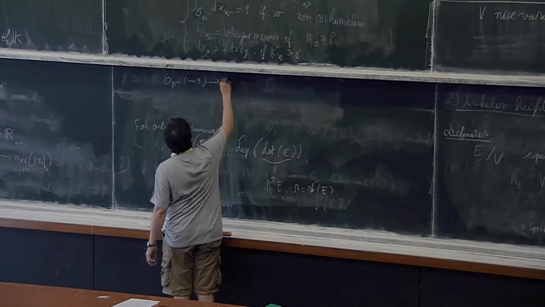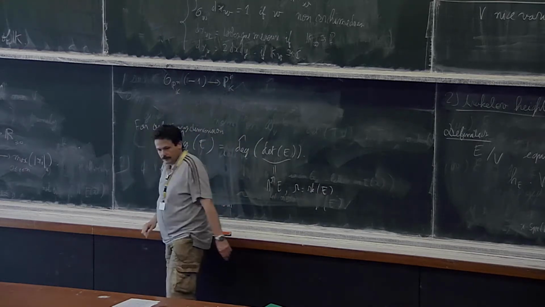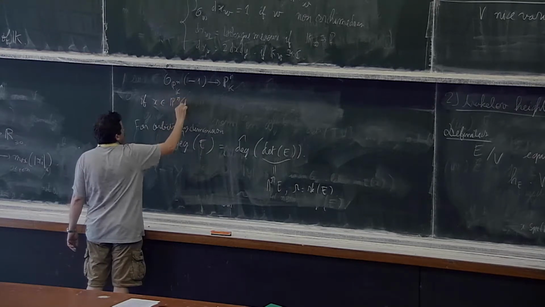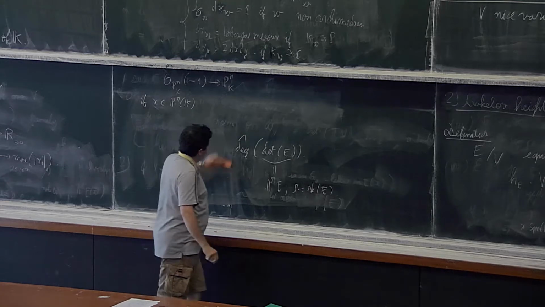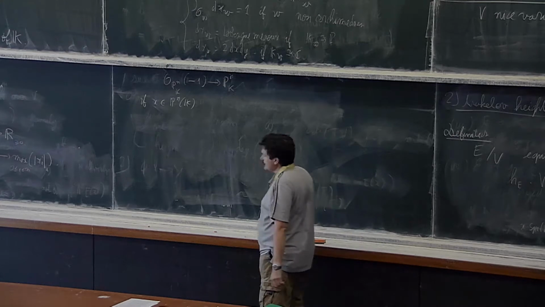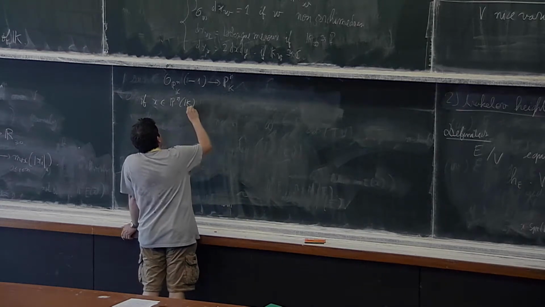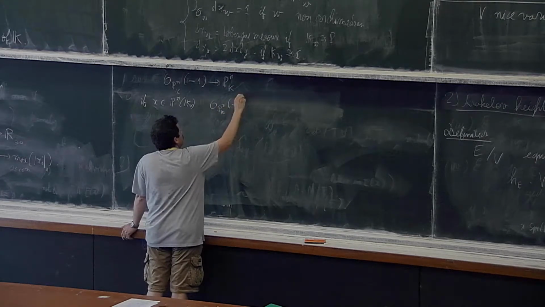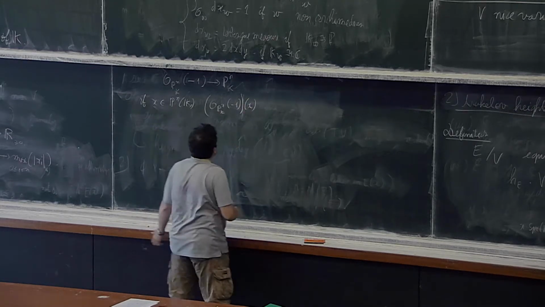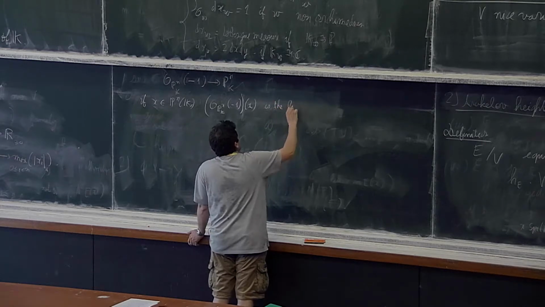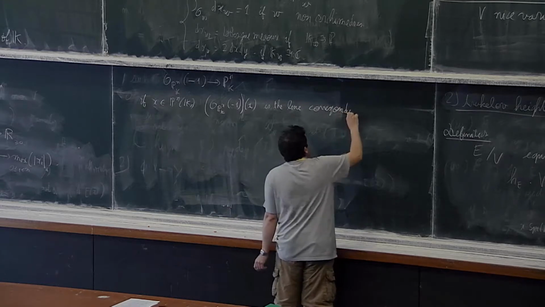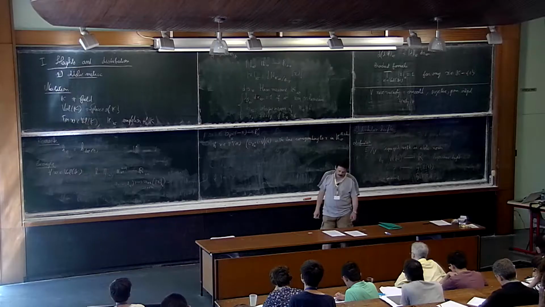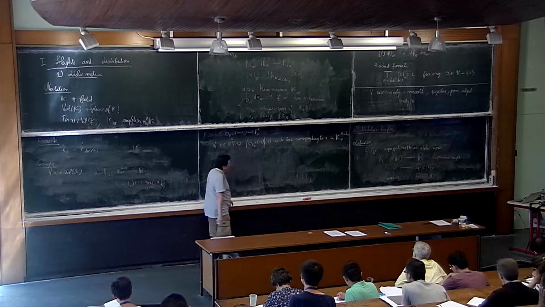Over Pn of k. So if x belongs to Pn of k, the fiber of this line bundle, in some sense, is the line corresponding to x in k to the power n plus 1. So for x in Pn of k, the fiber O_Pn(k)(-1) of x is the line corresponding to x in k to the power n plus 1. And therefore, I can consider the restriction of the norm to this particular line.